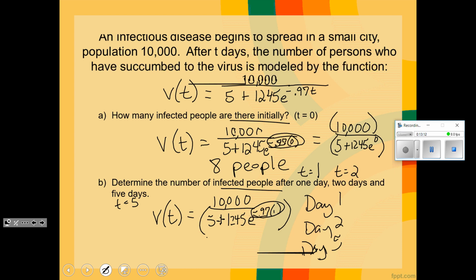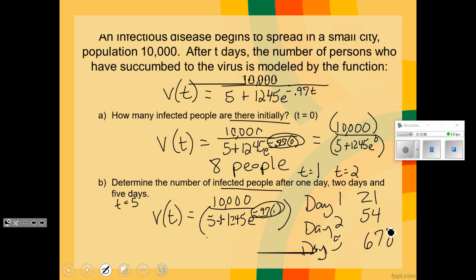Okay, so how many people are infected after 1 day has passed? Say it again. 21. If we round, we're just rounding to the nearest whole person. Okay? 22, or after 2 days has passed. How many? 54. And how about after 5 days has passed?